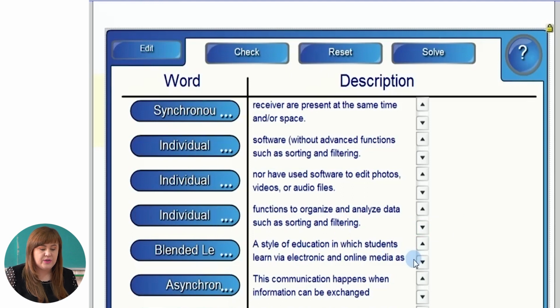A style of education in which students learn via electronic and online media, as well as traditional face-to-face teaching. This one refers to blended learning.